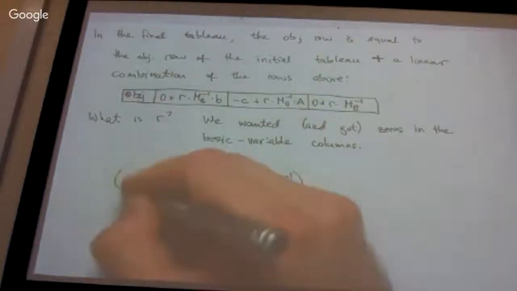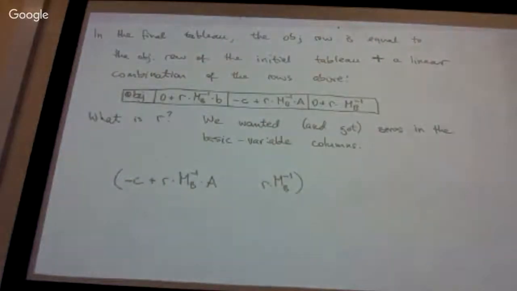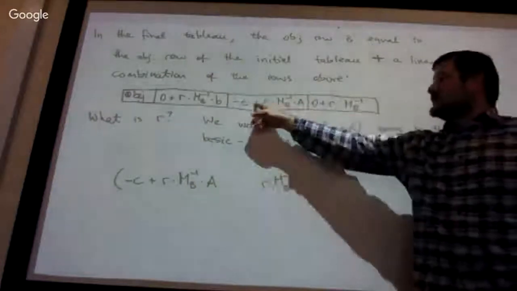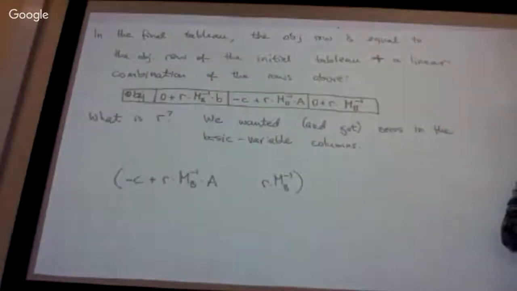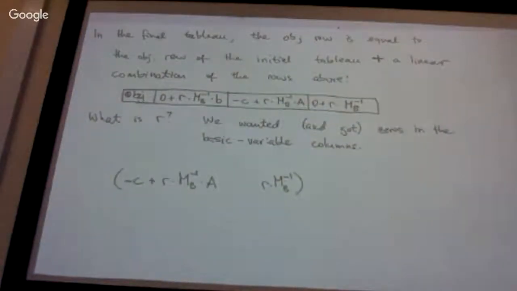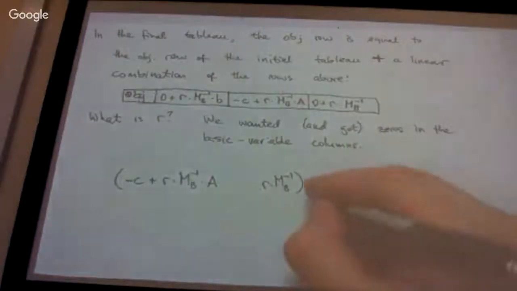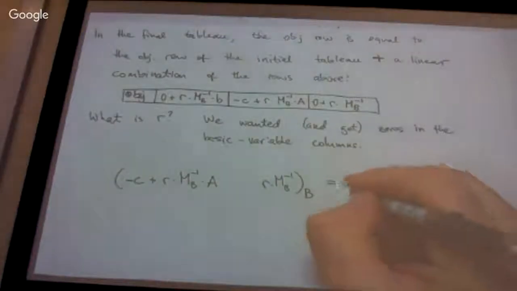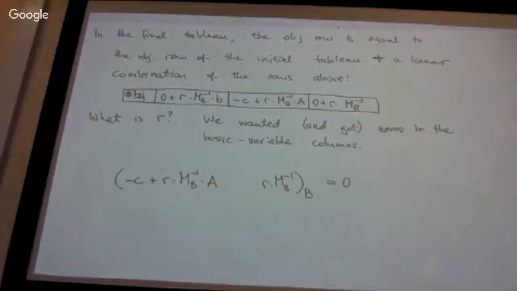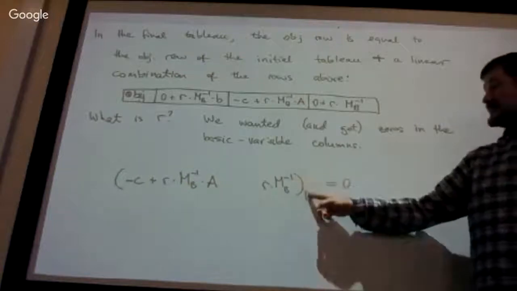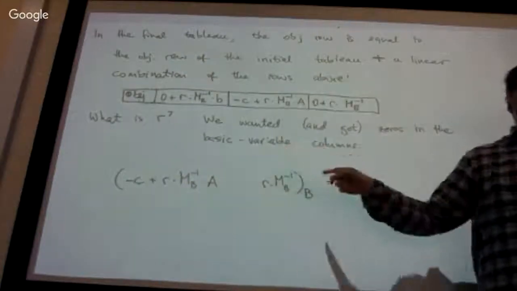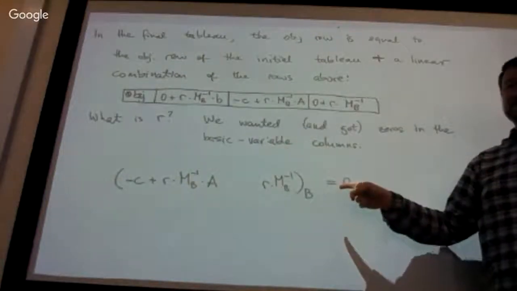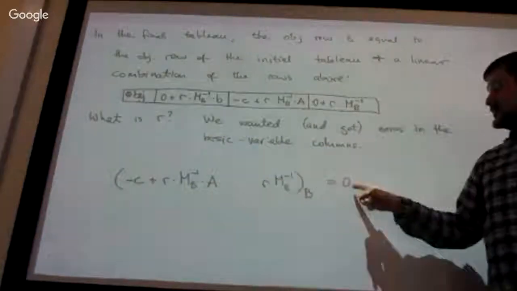So this is like a long vector, this bit. And if I only look at the ones that are in the basis, select them, I want to get 0. So this little b always collects the columns of the basic variables. So I select the columns of the basic variables, I need a 0.